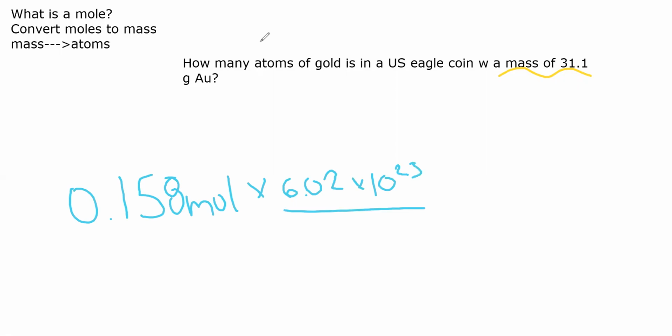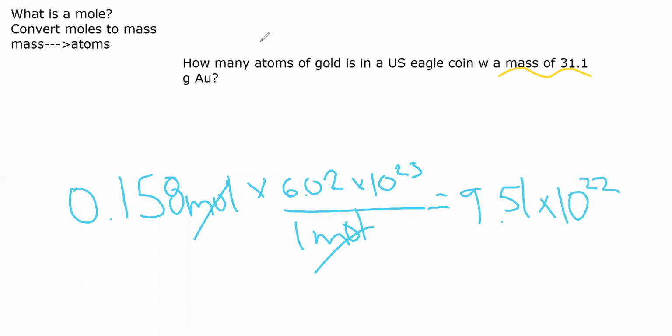So 1 mole, remember I was talking about how if you have a mole of something, you have 6.02 times 10 to the 23rd power of something. So in this case, it is atoms. And multiply those cross, we get 9.51 times 10 to the 22nd atoms of gold.